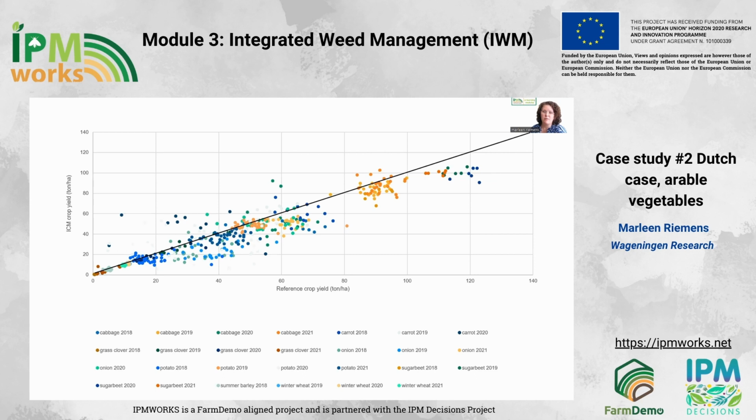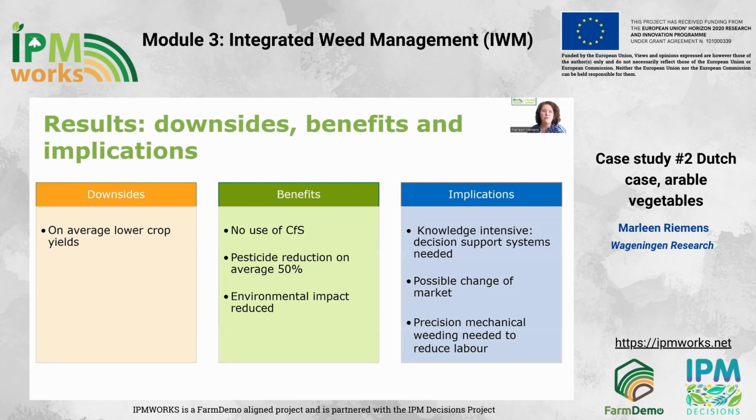For crops such as sugar beet and potato, the variation is highest, and the reasons are mostly fungal diseases such as Phytophthora infestans, Cercospora, and Alternaria. In many cases, the weeds were not the issue. So if we look into the results of this case study, we see as a downside that on average there were lower crop yields. As a benefit, we see that we have no use of the candidates for substitution pesticides. The average reduction of pesticides was 50%, and also the environmental impact could be reduced.